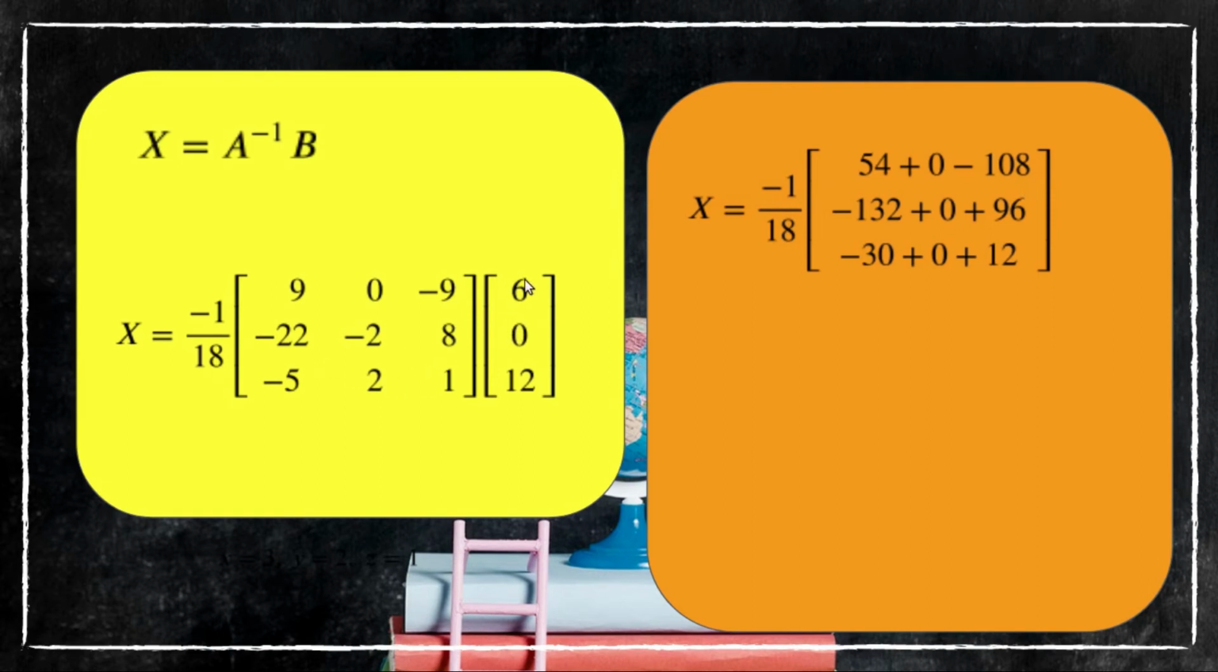Now second row into first column. Minus 22 into 6 is minus 132. Minus 2 into 0, 0. Then 8 into 12 is 96.